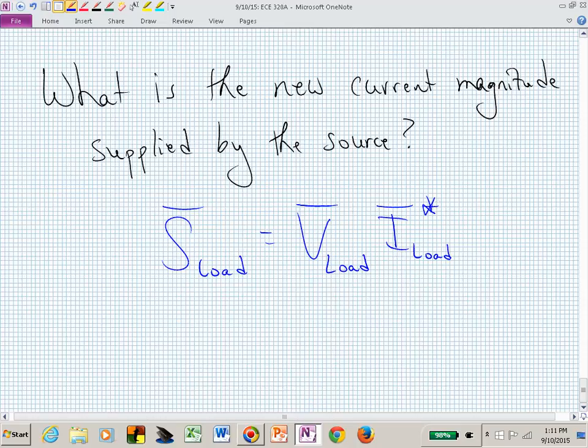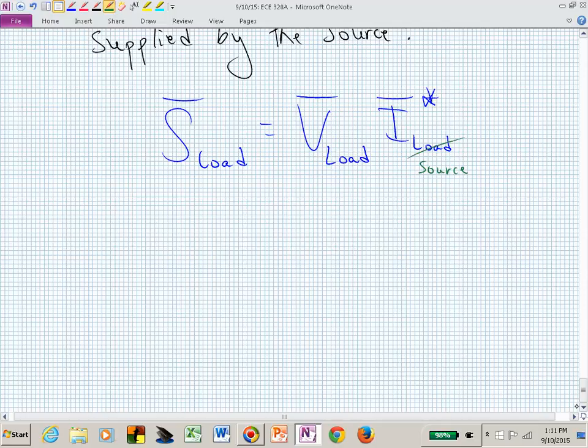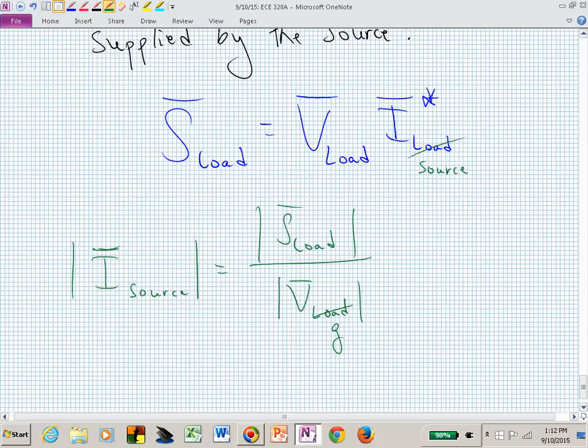Let's just say that that's the source current. It's all in the same circuit, but we can now take the absolute value of both sides, and we can now say that the magnitude of our source current is the magnitude of the apparent power of our load, divided by the magnitude of our supply voltage, which is what we were calling, I think, V sub G before.